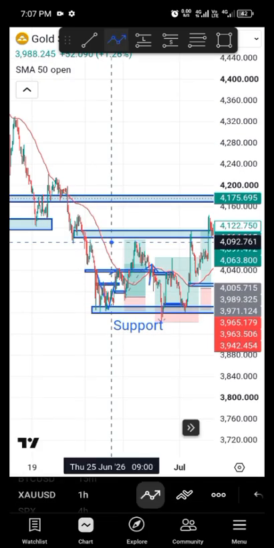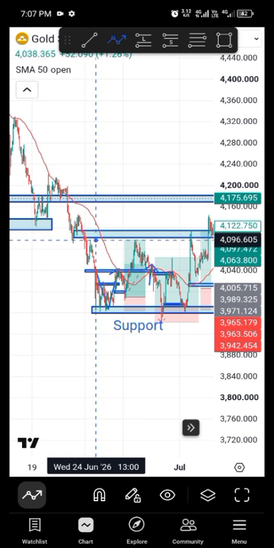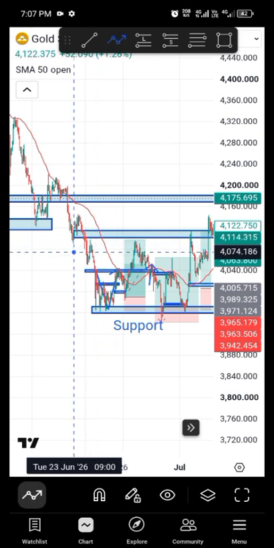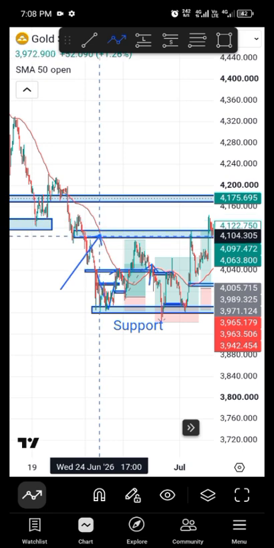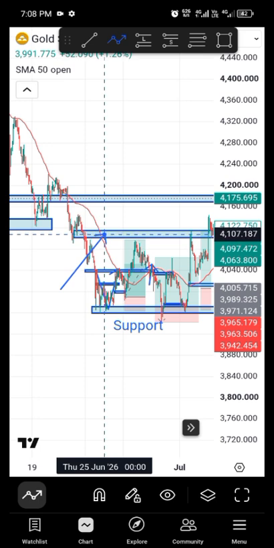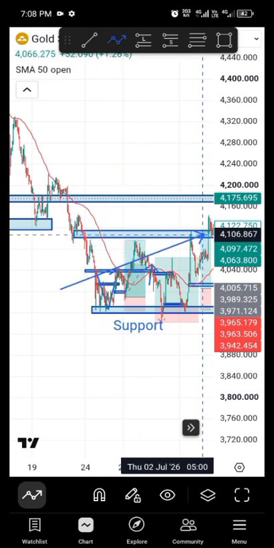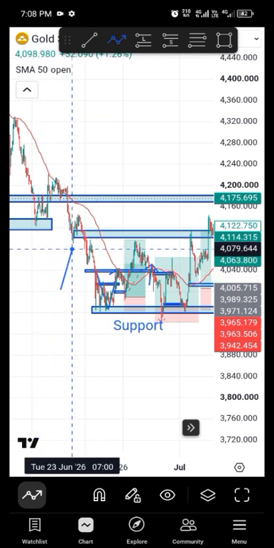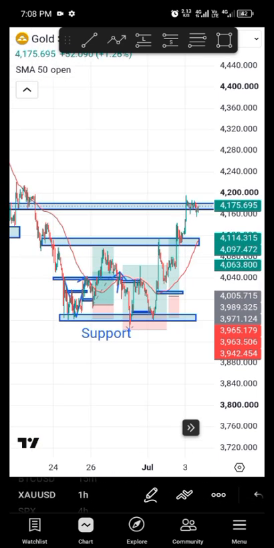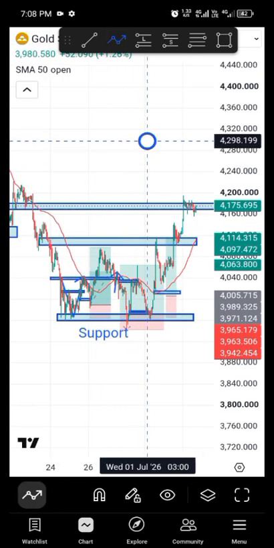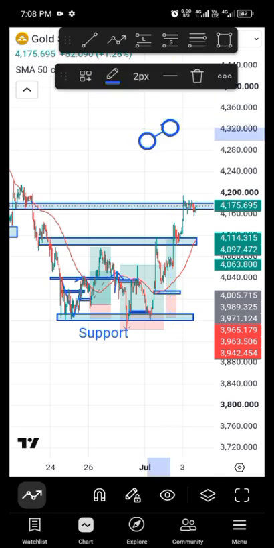So for example, if you look at this chart, I drew something here, at this point here. In this line, you notice that price reacted almost 4 to 5 times. So it means whenever price gets to that level, what will it do? It will react. So let's see what it does, guys. Let me show you.